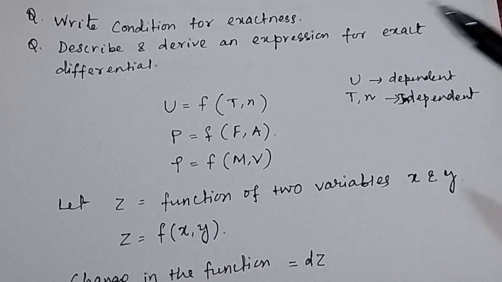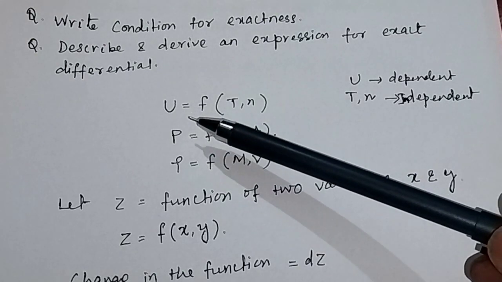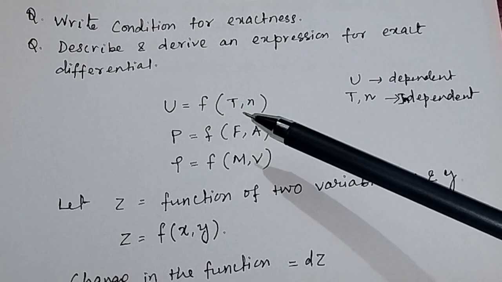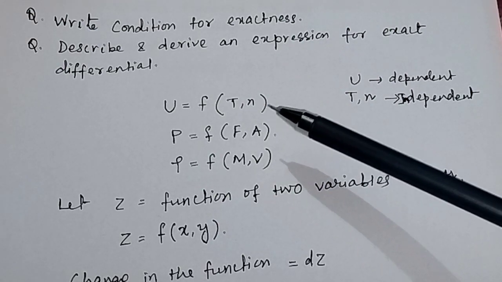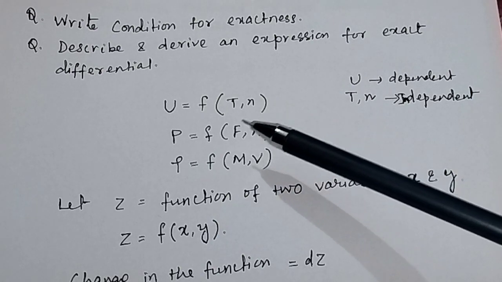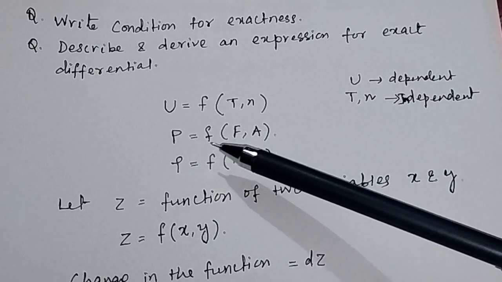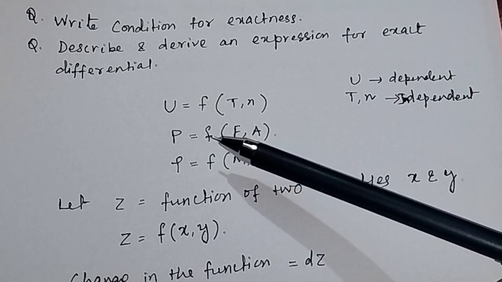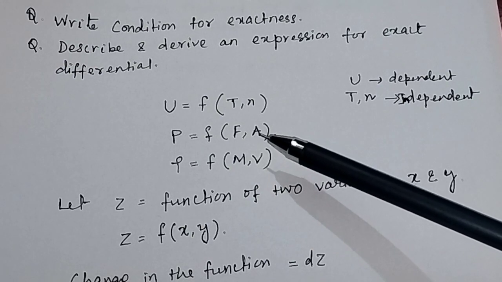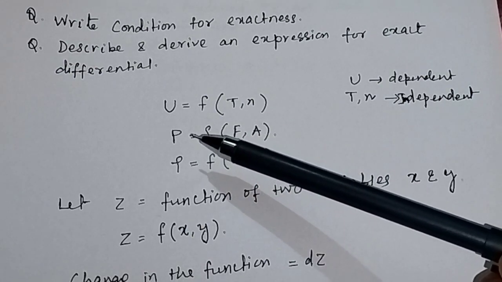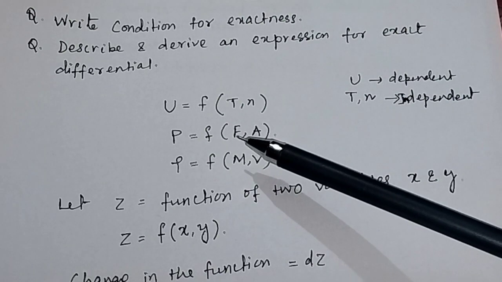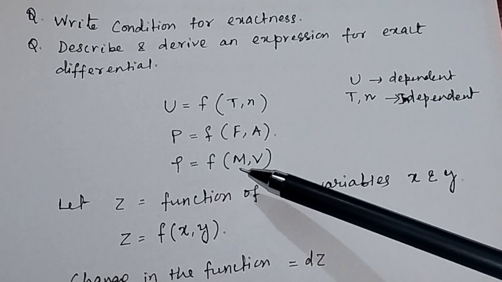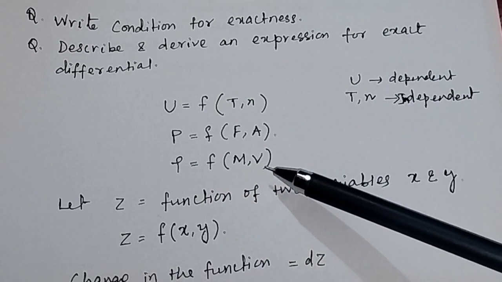But here we will discuss only exact differentials. Suppose you have a state function, the internal energy. Internal energy is a state function, and it is a function of, suppose, temperature and the number of moles. Similarly, pressure is also a function of force and area, because pressure is equal to force by area. So pressure is a state function that depends upon force and area. Similarly, density is a state function which depends upon mass and volume.